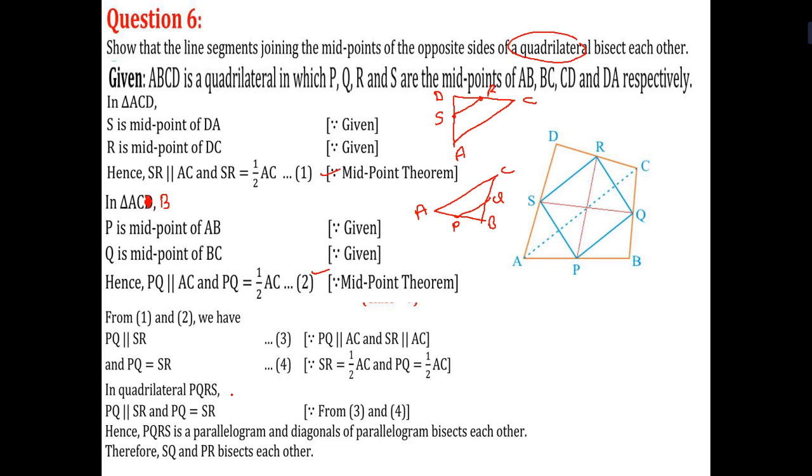So in quadrilateral PQRS, PQ is parallel to SR and PQ is equal to SR. Hence PQRS is a parallelogram. So in a parallelogram, diagonals always bisect each other.